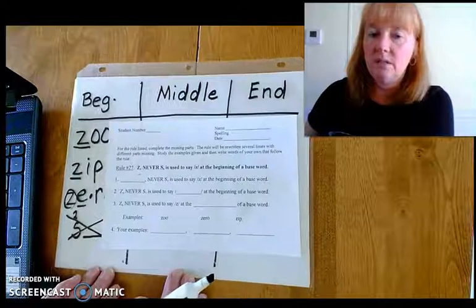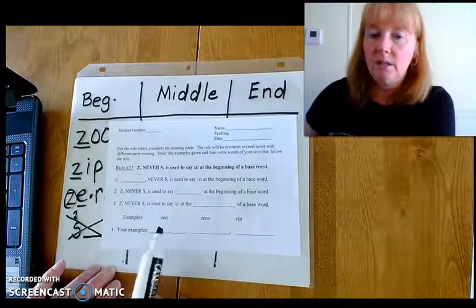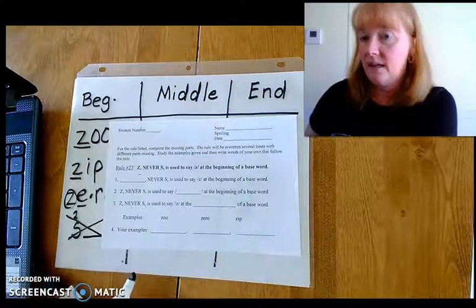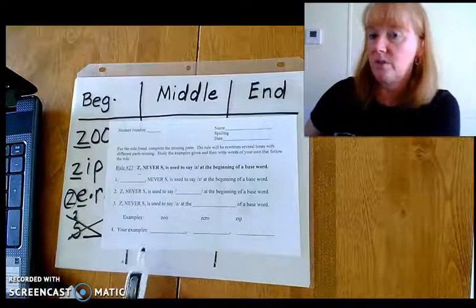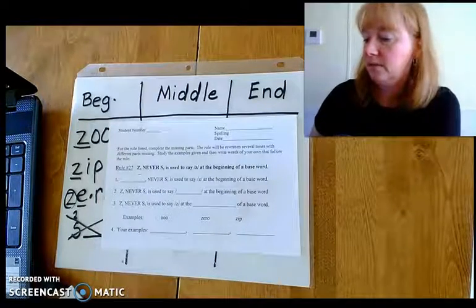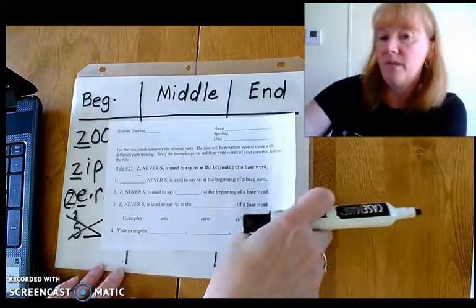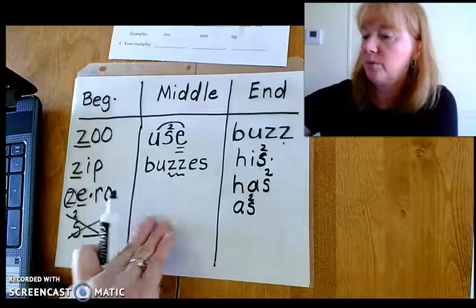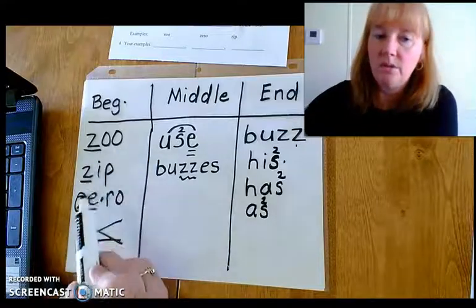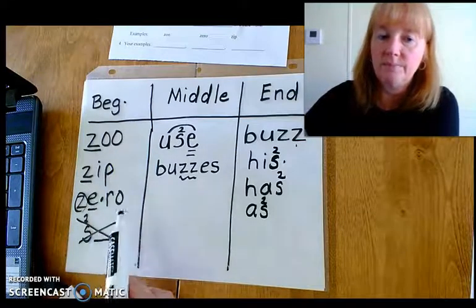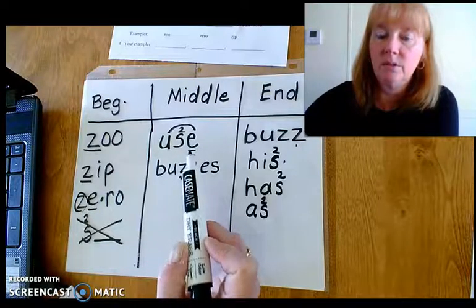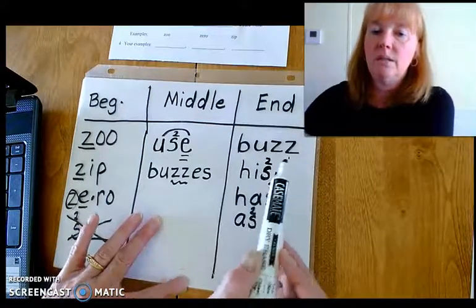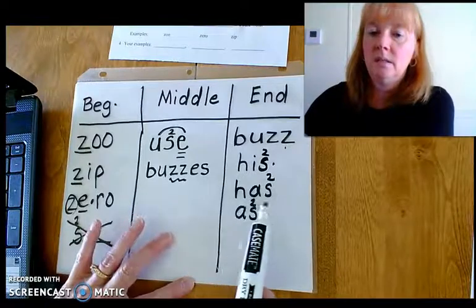So, you can get this page out and do it. And see if you can think of some other examples of words that start with Z. I can think of an animal that lives at the zoo that starts with a Z. I bet you can figure that out. And if you have trouble thinking of other Z words, you can always look on Google or your dictionary. Let's read the words we wrote for practice. Ready? Zoo, zip, zero, use, buzzes, buzz, his, as.